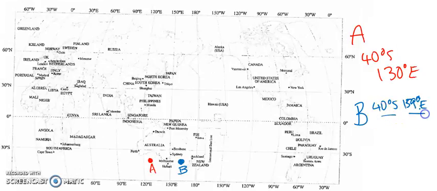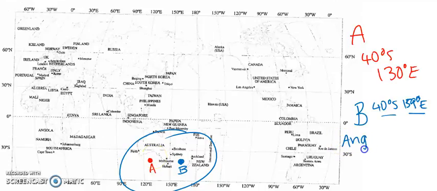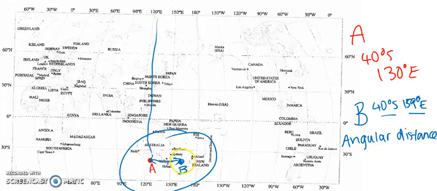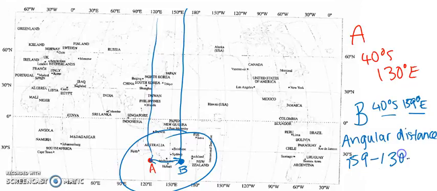Here's an example. We're looking at this map here. We've got two locations. A lies on 40 degrees south, 130 degrees east. Location B is 40 degrees south, 159 degrees east. So they've been labelled here on the map. Firstly, we need to find the angular distance between the two locations. That is, how many degrees is there between A and B? Okay, so to move from A to B, you're going from 130 degrees through to 159 degrees. So 159 minus 130, you've got an angular distance of 29 degrees.